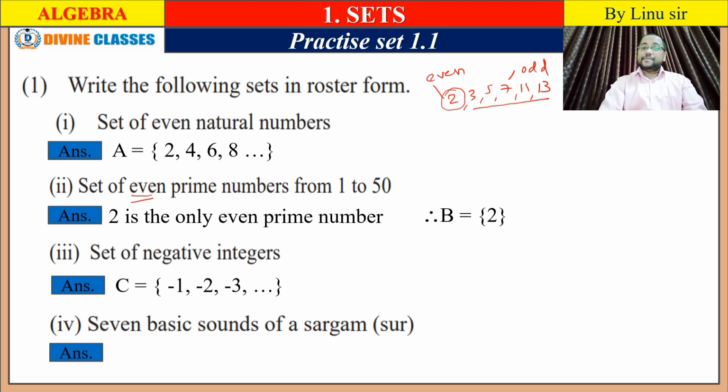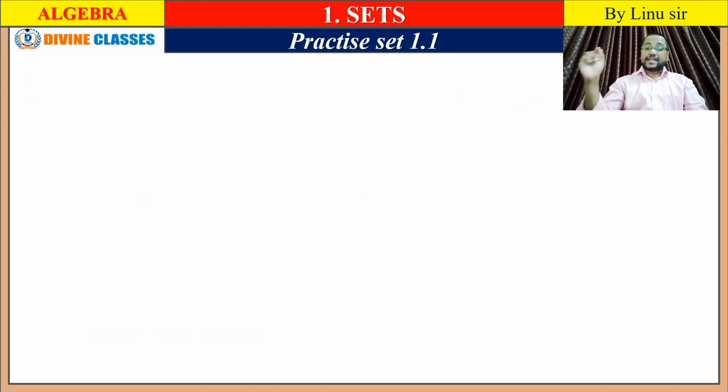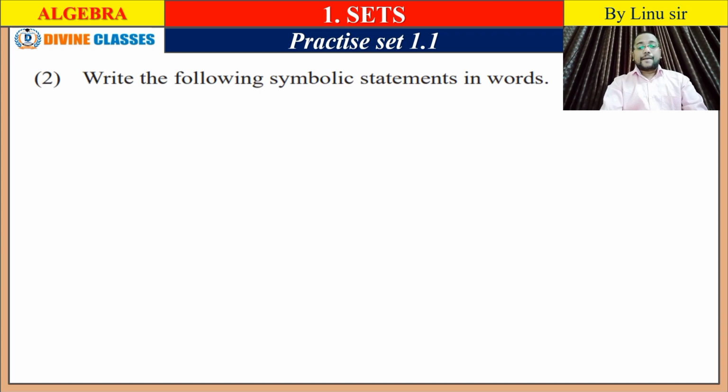Fourth one, the 7 basic sounds of a sargam, the swaras. This we already know: sa, re, ga, ma, pa, dha, ni, sa, right? But sa is repeating again, so we need not write sa again. So the answer is like this. The set name, that is D, is equal to curly bracket open, we write sa, comma, re, comma, ga, comma, ma, comma, pa, comma, dha, comma, ni, and close the curly bracket.